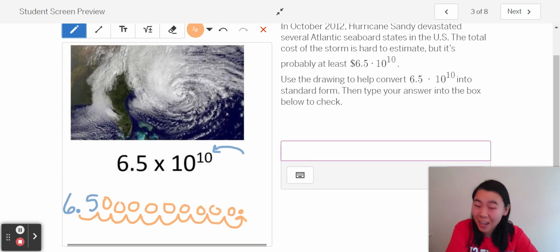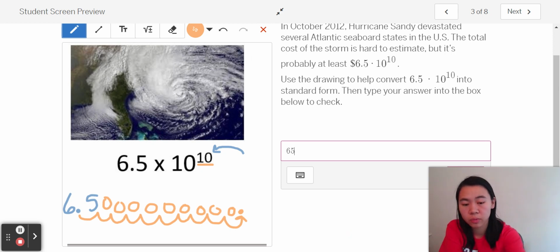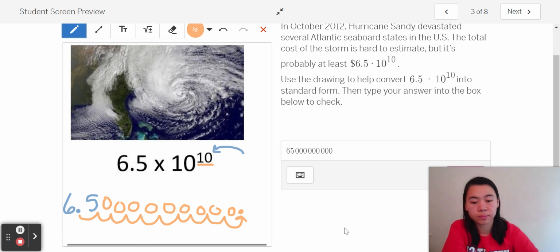You'll notice I have 9 zeros, but I had 10 jumps. So why is that? Well, I had to take a jump to get over my 5. So this counts as moving 1 place value. So even though we started with 10, it took 1 hop to get over the 5. So that means I'm going to have 9 zeros. So 6, jump over the 5, and then 9 more. 1, 2, 3, 4, 5, 6, 7, 8, 9.